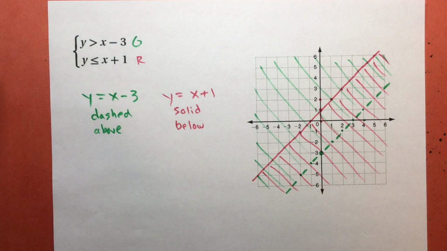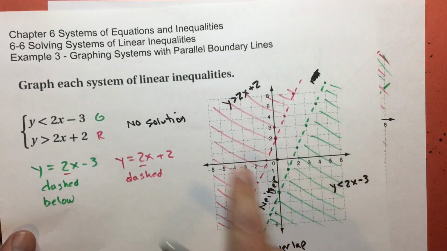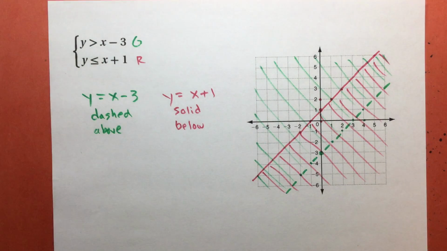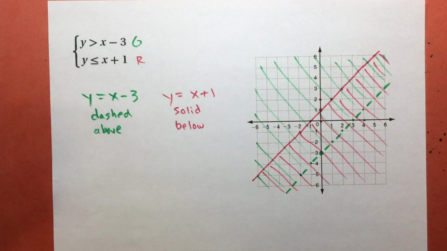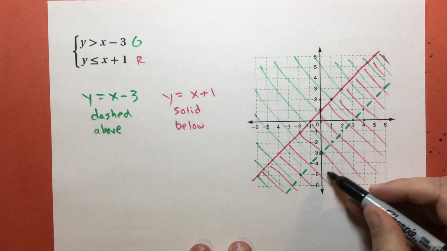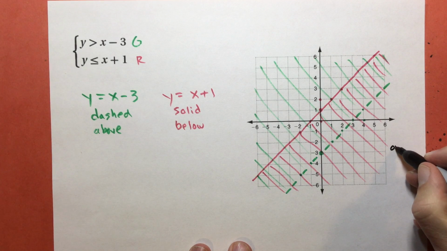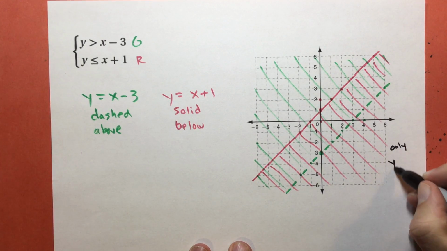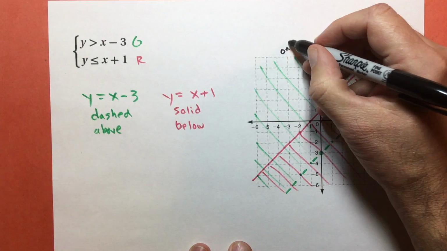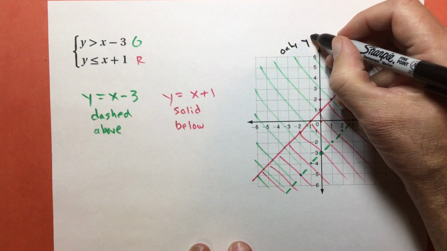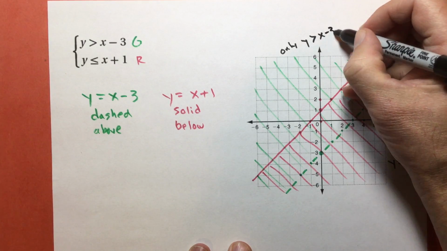So last time, the shading went in opposite directions. This time, the shadings are going to go toward each other. So I still have 3 sections, but look what happens. In this red area, this is only y is less than or equal to x plus 1. In the green area, it's only y is greater than x subtract 3.